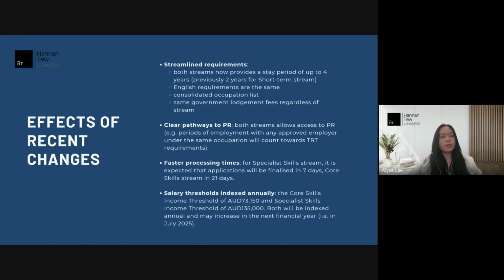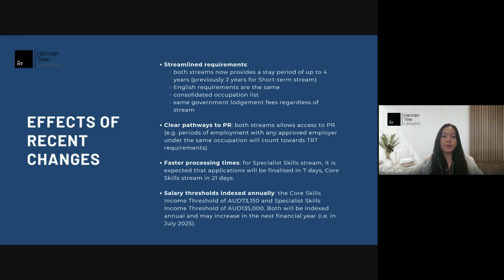So what are the SID visa changes that came into effect, and what are the effects of these changes? The biggest effect is that they're meant to assist with streamlining the 482 visa program. Most notably, both streams now provide a stay period of up to 4 years. Previously, it was 2 years for the short-term and 4 years for the medium-term stream only. Now you can request 1, 2, 3, or 4 years upfront.